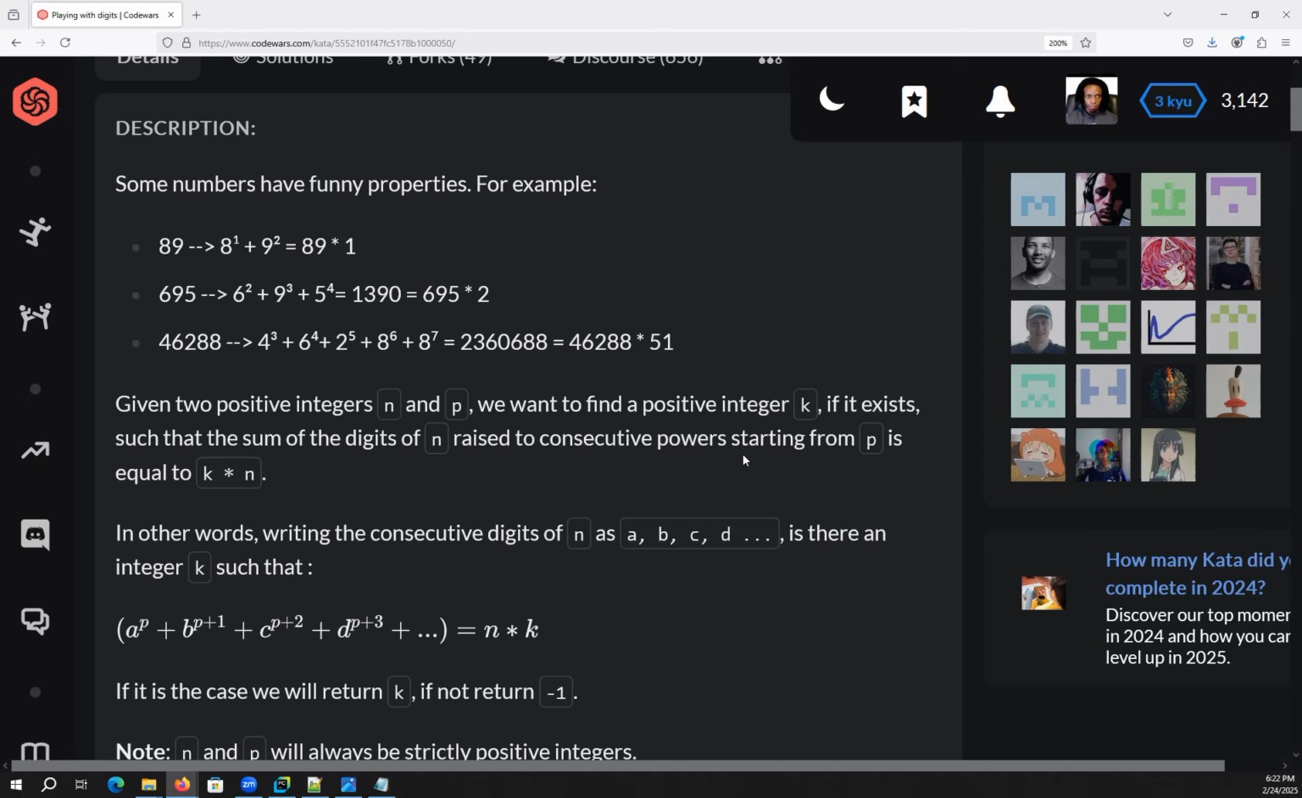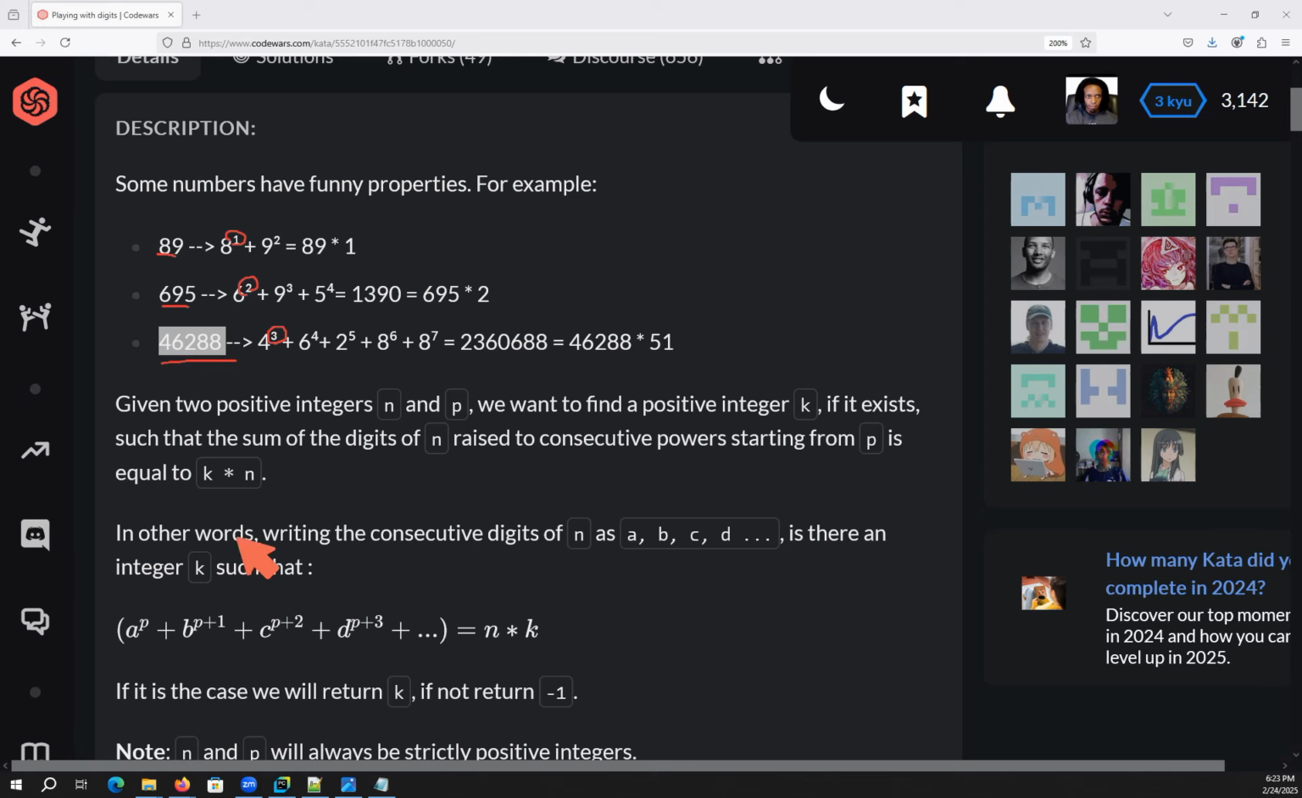So talking about the consecutive powers starting from p, in this exercise I'm going to get two integers as input. Integer n is going to be the original number, like one of these. p is going to be the starting power. Like in this first one, p is 1. That's the starting power. In this one, p is 2. And in this one that's kind of highlighted, p is 3. p is going to be your starting power.